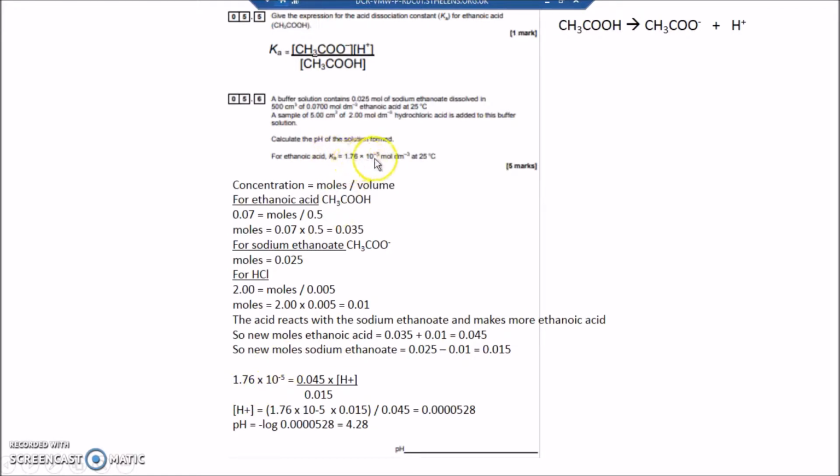It tells me the equilibrium constant, 1.76 times 10 to the minus 5, equals the ethanoate ions, which are 0.015 rather, so that should be 0.015 on the top, multiplied by my H plus divided by my concentration of ethanoic acid, 0.045, so that should say 0.015 and 0.045 on the bottom, and I resolve it and I get H plus concentration is 0.000528, and so my pH, which is minus log to the base 10 of that value, is 4.28.